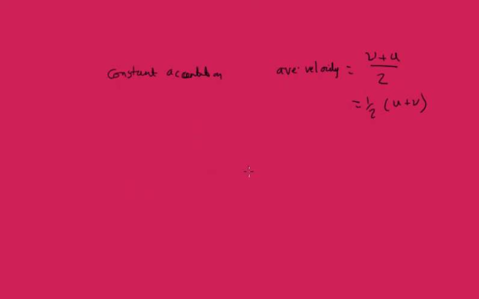This is important because if you remember the equation from before, s equals vt, we can slot in the average velocity and find the distance travelled as half u plus v multiplied by t. This is the displacement of something that is accelerating.